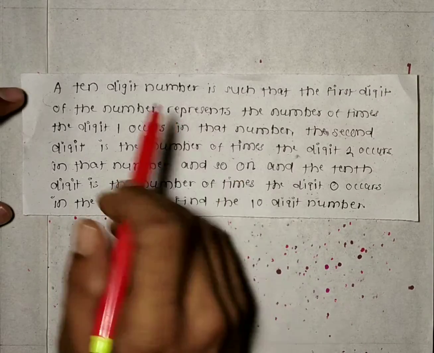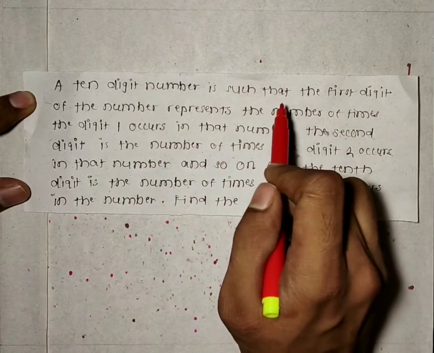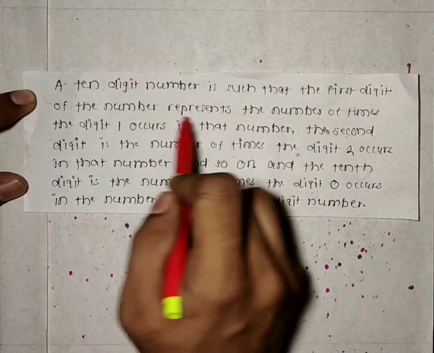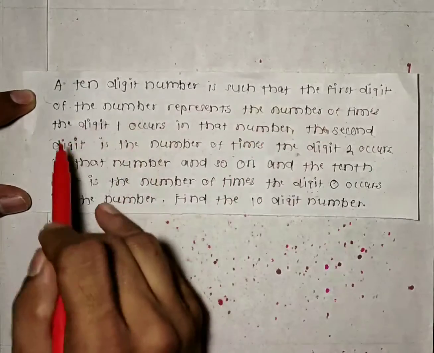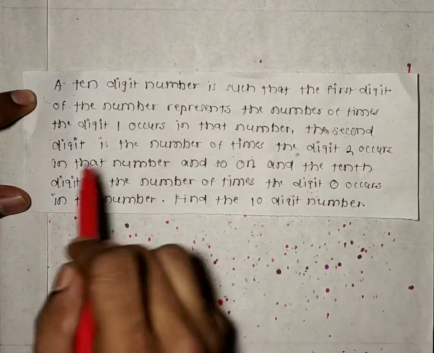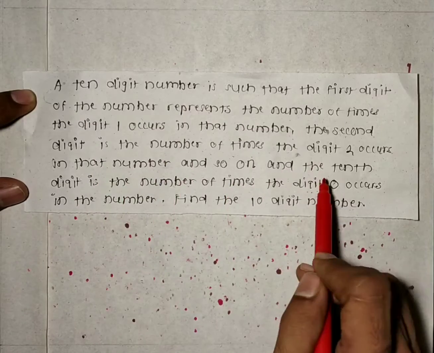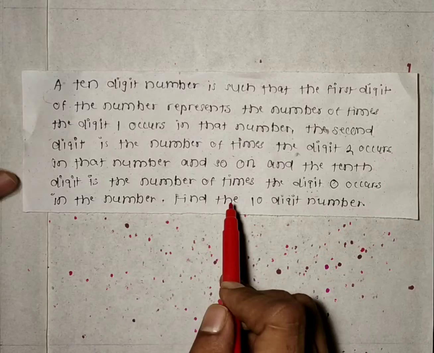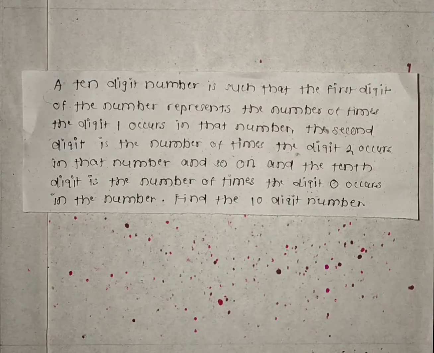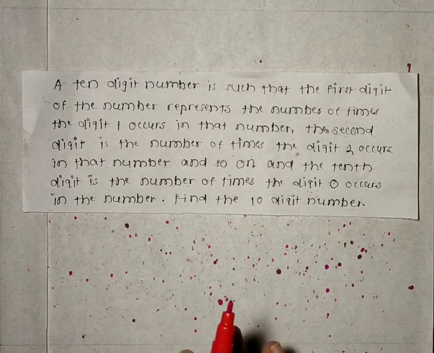Now the question here is: a 10-digit number is such that the first digit of the number represents the number of times the digit 1 occurs in that number. The second digit is the number of times the digit 2 occurs in that number, and so on. And the 10th digit is the number of times the digit 0 occurs in that number. Find the 10-digit number.